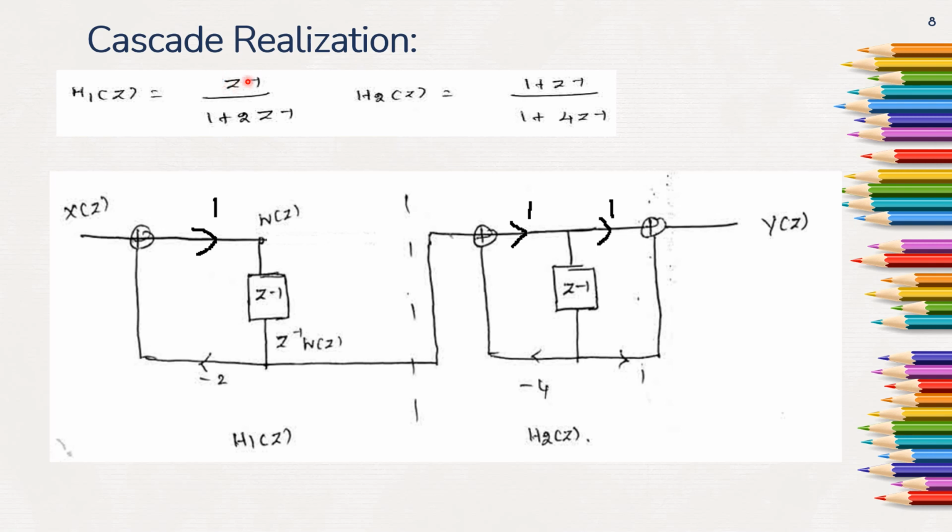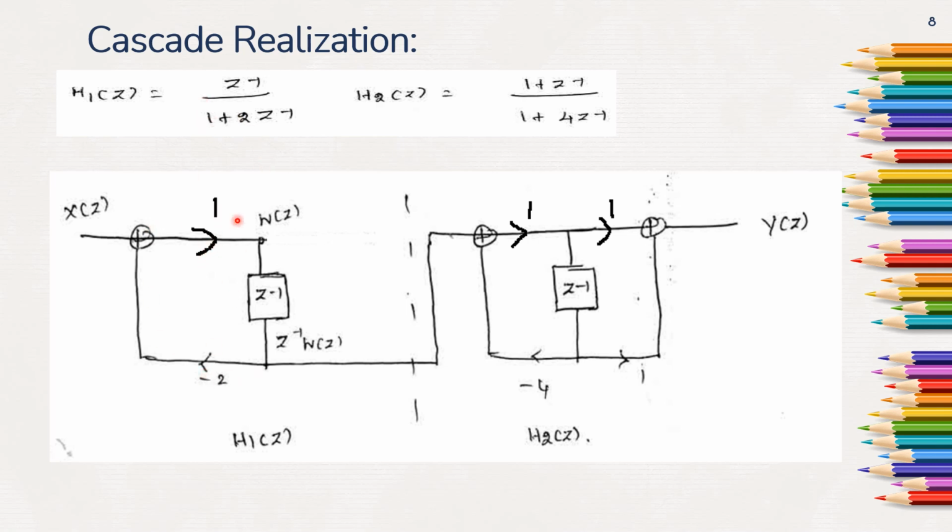1 into what will I have? Z inverse into W of Z. So this is W of Z, put 1, Z power minus 1. So what will I have? Z power minus 1 into W of Z. What will be the denominator? It is 1, and when it comes to this side, the denominator coefficients have a change of sign except for that one. So 1 here, so plus 2 will become minus 2.